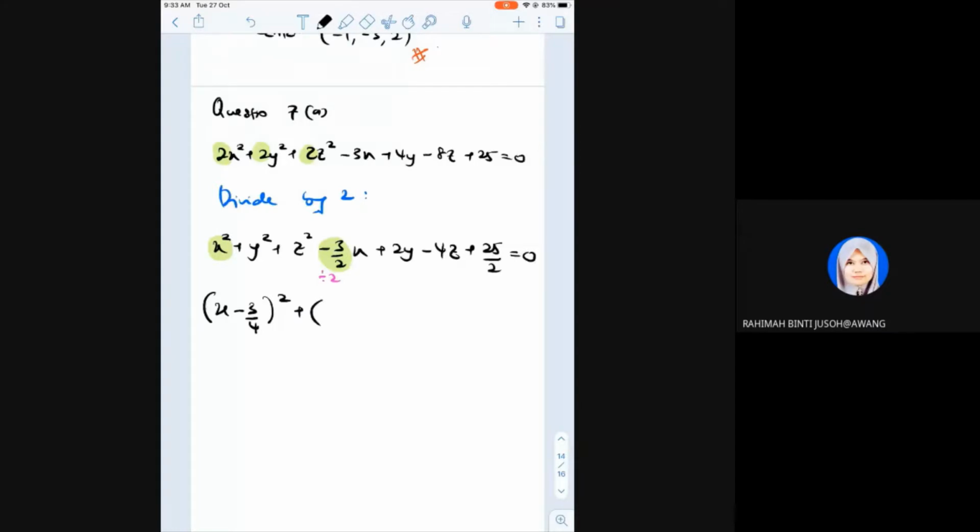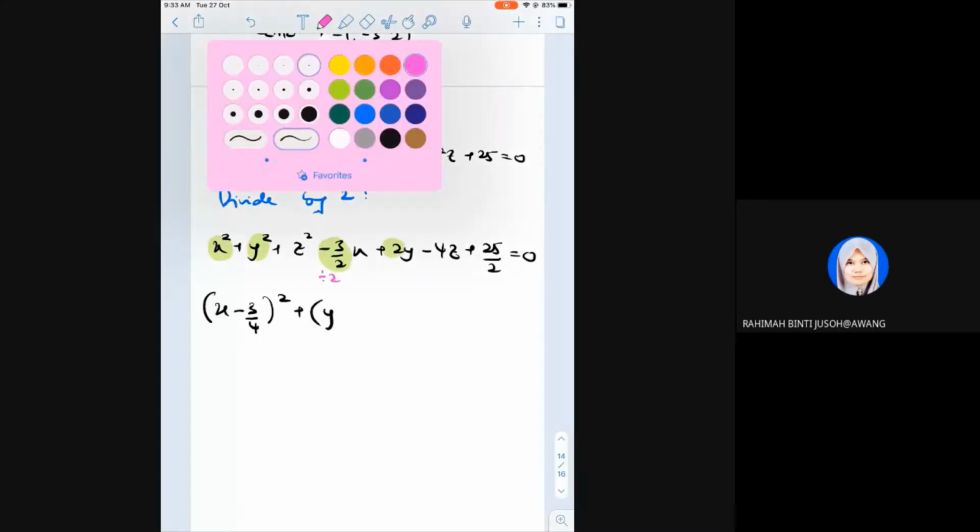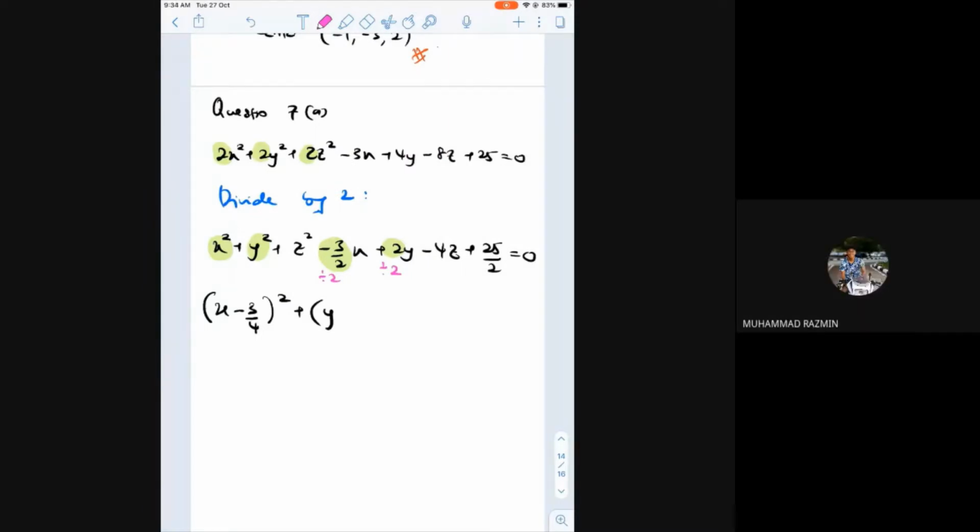Now plus, open the bracket for y. The coefficient of y is positive 2. Divide by 2, we will have plus 1, well done, squared. And then now, plus variable z. The coefficient of z is negative 4. Again, negative 4 divided by 2, we will have negative 2 squared. So plus 25 over 2, just copy it down, minus, open the square bracket.